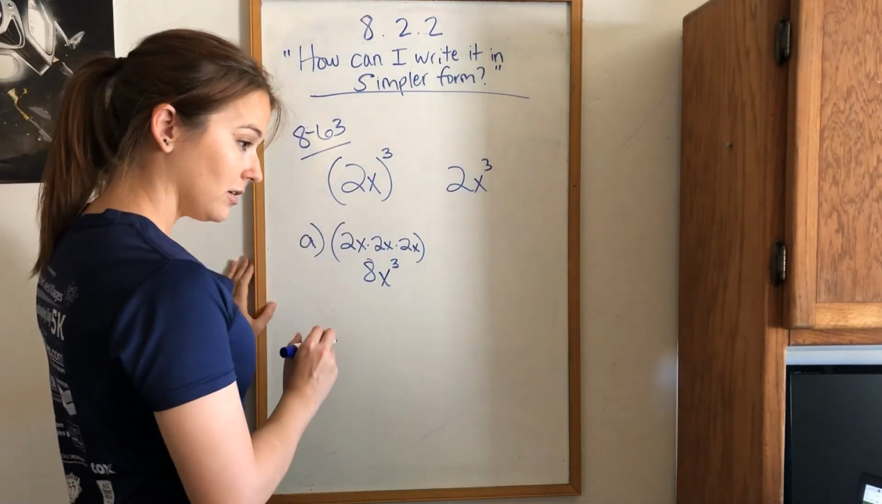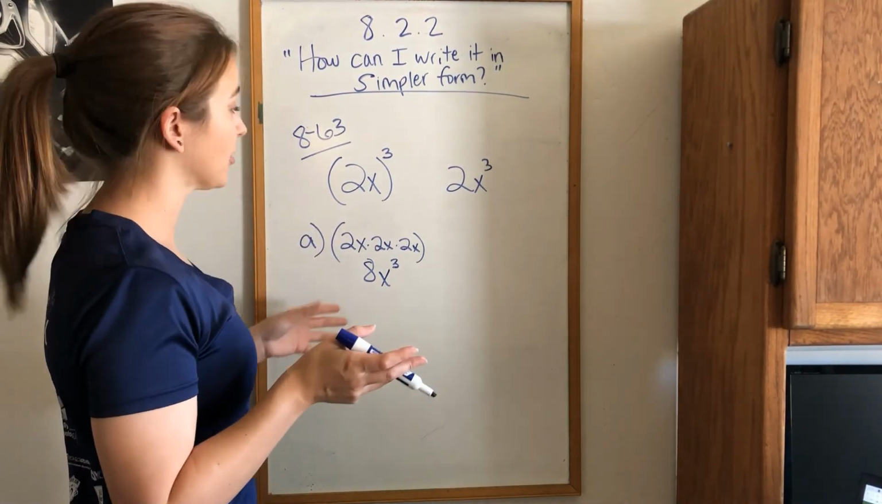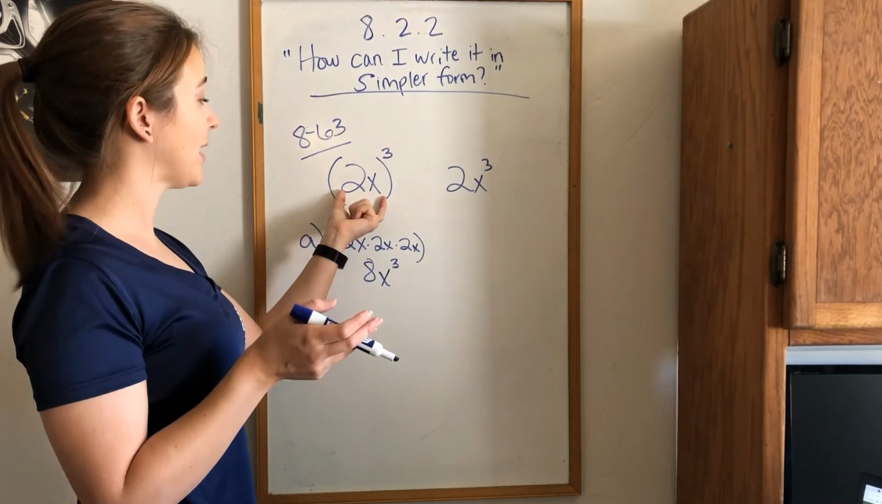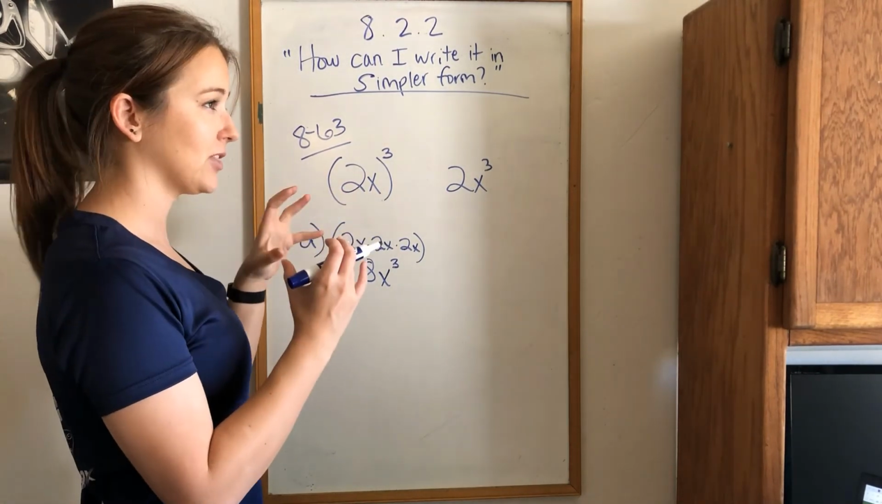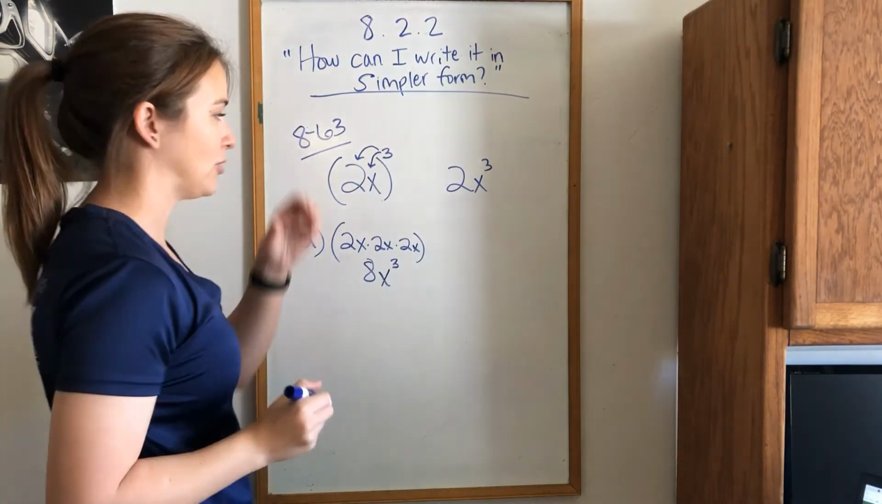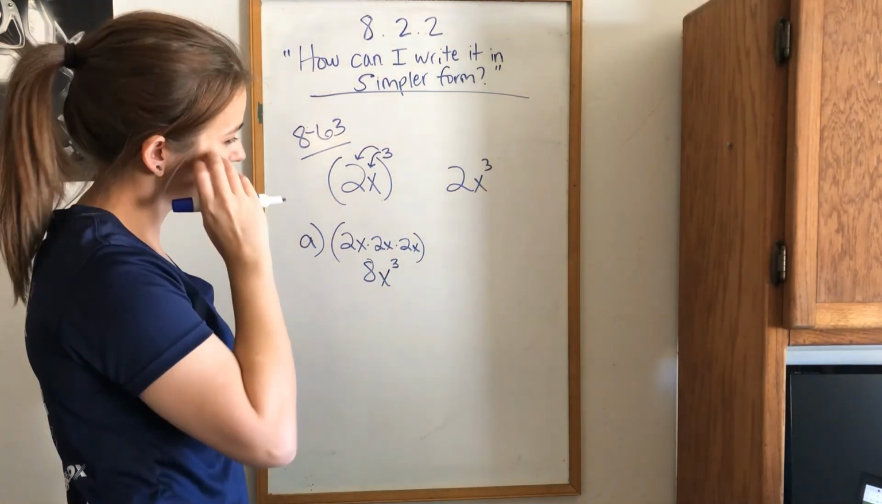What part is being raised to the 3rd power? We're raising everything inside of the parentheses to the third power. So if you've got stuff inside the parentheses, just like distributive property, we're going to distribute that exponent to everything inside the parentheses.